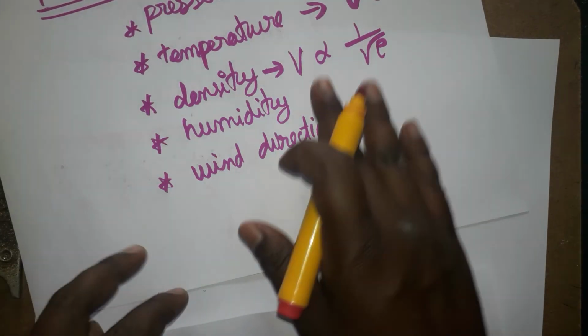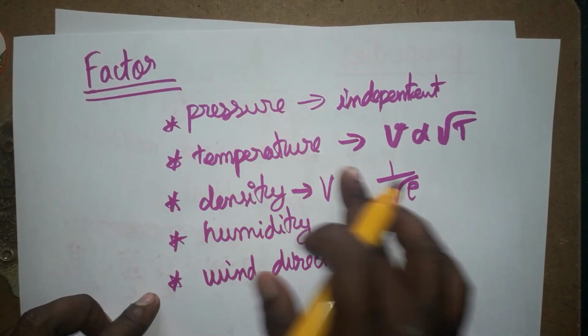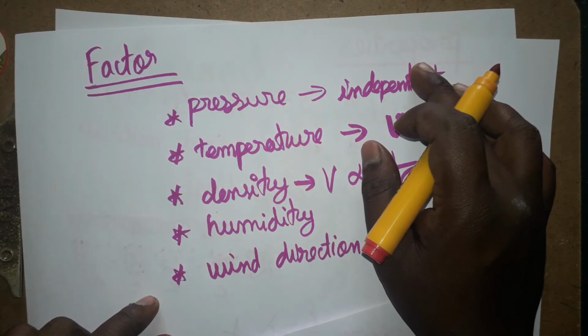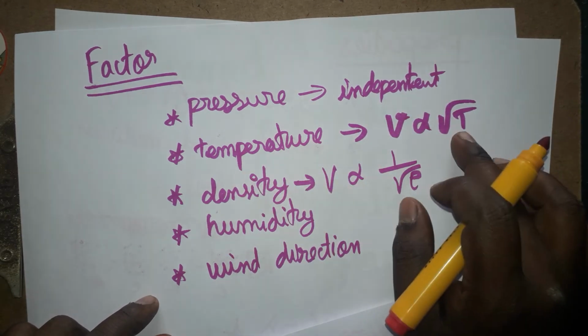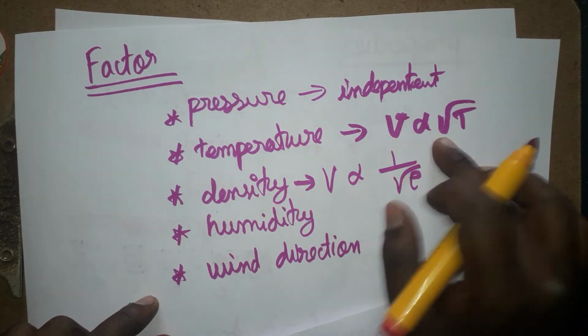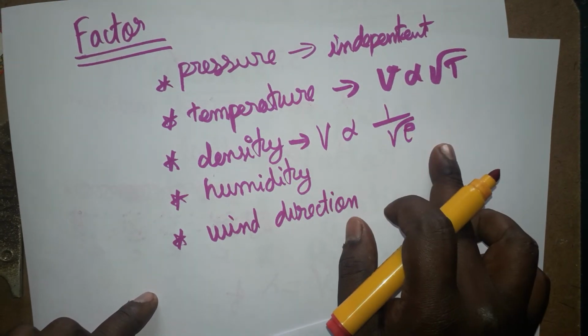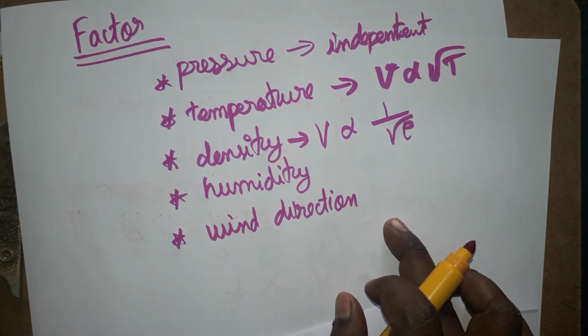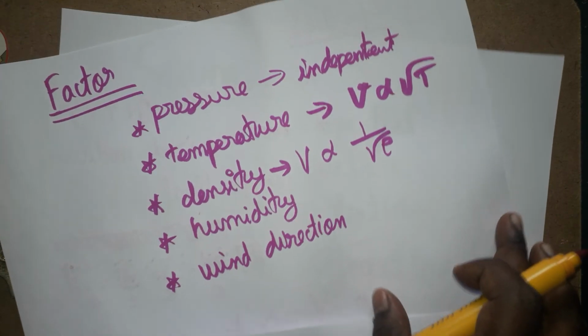I'll repeat again. There are 5 factors: pressure, temperature, density, humidity, wind direction. Pressure is independent; it is not going to affect the sound wave. Velocity is directly proportional to the root of temperature, so it directly affects. Density inversely affects. Humidity also affects. Wind direction also affects. These are the 5 factors affecting the sound wave.